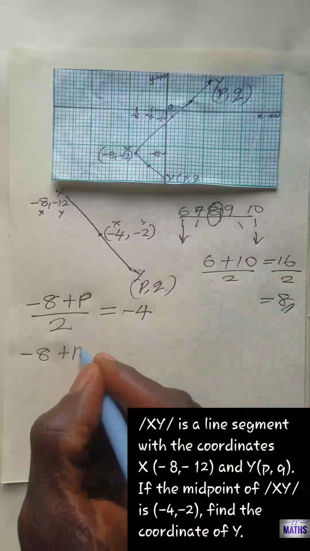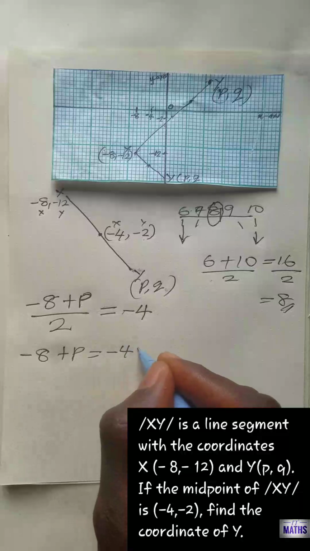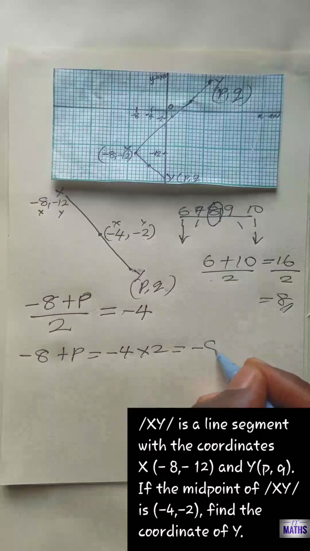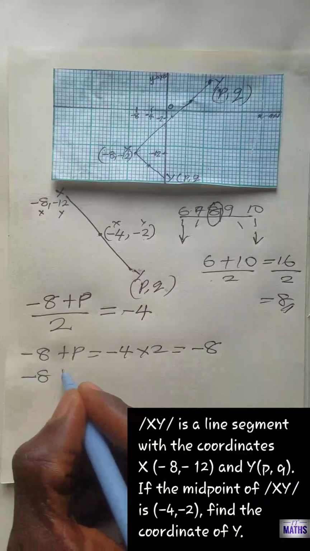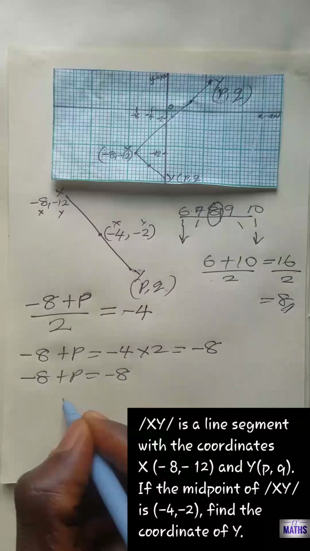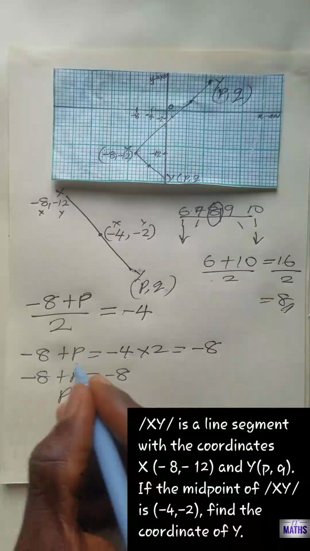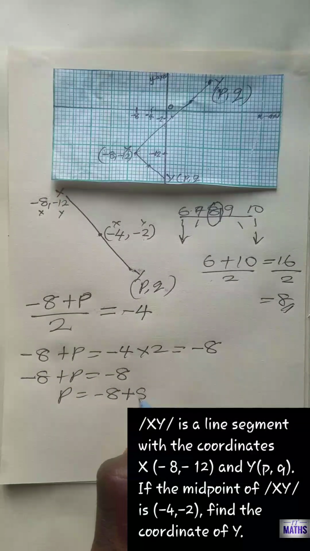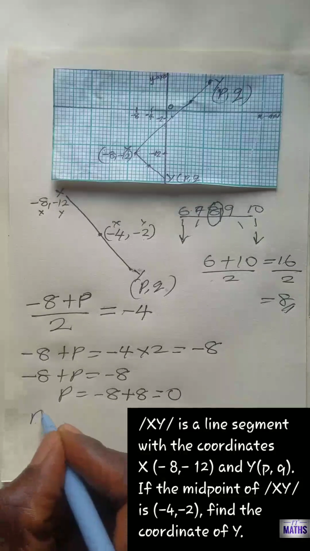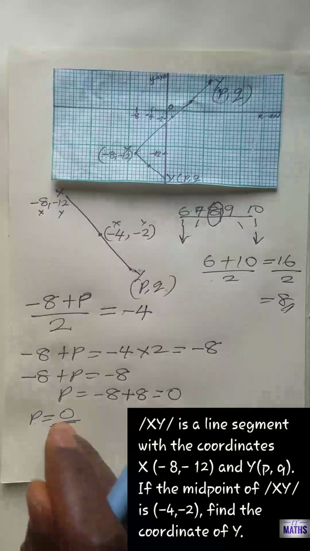So let's solve it. -8 plus P equals -4 times 2, and that is -8, right? So -8 plus P is equal to -8. So P is equal to -8, minus comes over here and becomes plus, and that is 0. So my P is 0. Wow, I get my P.